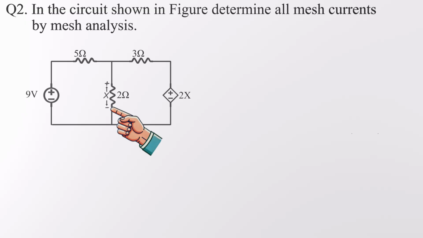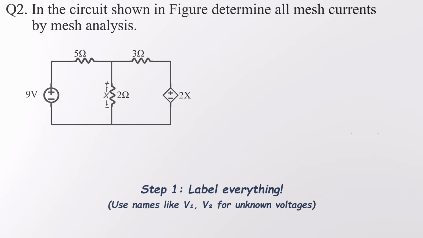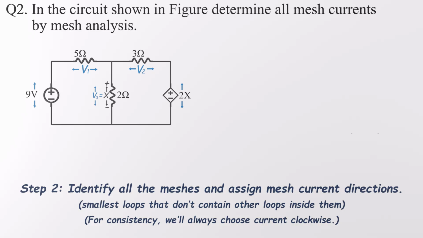Let's start solving. First up, label the voltage across each component. The voltage sources are already labeled, so we'll label the voltages across the resistors as V1, V2, and V3. That wraps up step 1. Moving on to step 2, identify the meshes and assign current directions.